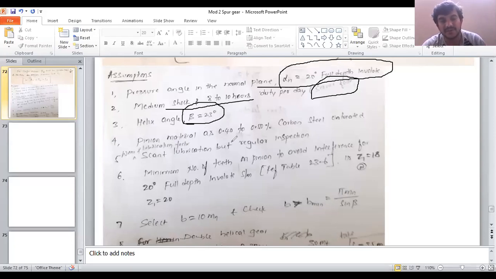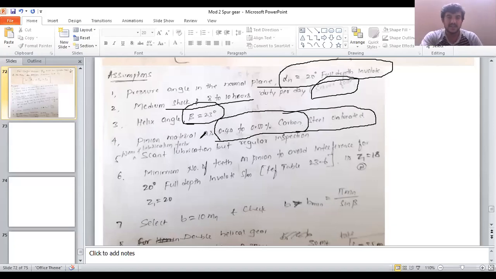Next, if the material of both the pinion and gear is not given, then assume the pinion is made of 0.40 to 0.50% carbon steel, untreated. Then determine the gear material. If the wear and lubrication factor is not given, then take scant lubrication but regular inspection.